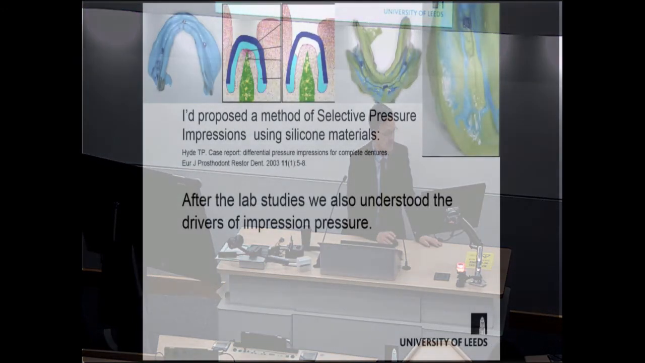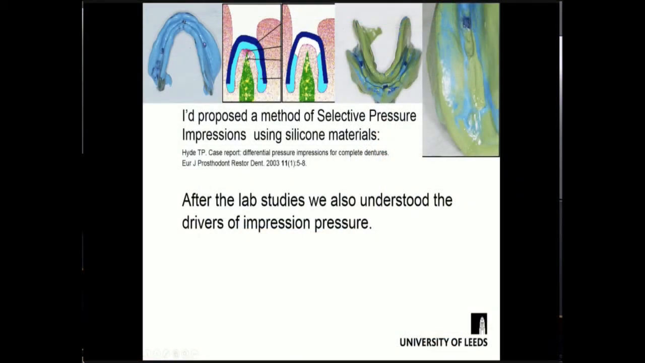Now, back in 2003, I proposed that it must be possible to take a differential pressure impression for those patients where if you have the sharp bony ridge, if you take a medium bodied silicon impression and you cut away the silicon and then take a light bodied silicon wash, in this case in green, then this area would be lower pressure and it would redistribute the pressure of the impression.